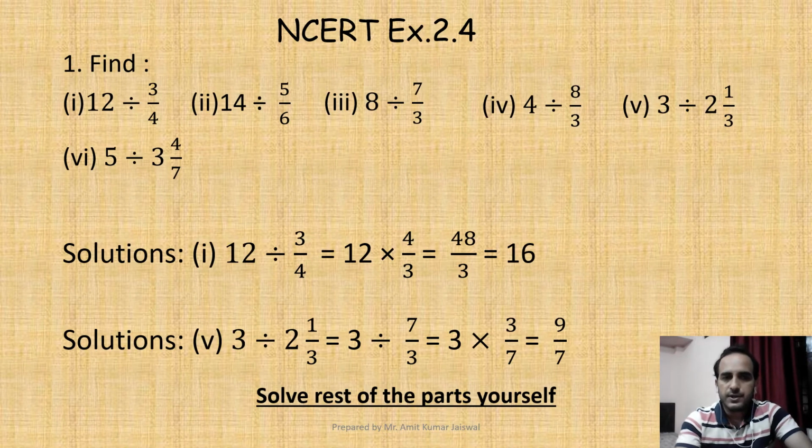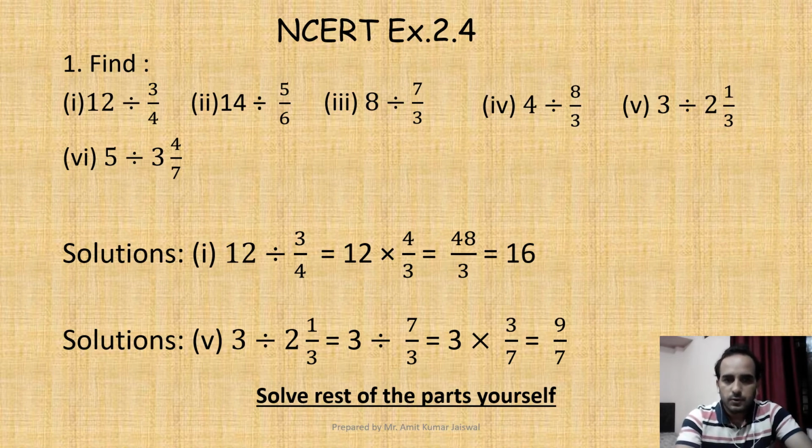Here we have the first question of this exercise 2.4, and in the very first question, first part, you can see 12 is the whole number and that is being divided by 3 upon 4. So the concept we are going to use here is the reciprocal of the divisor, that is 3 upon 4, and the conversion of the sign of division into multiplication. So 12 into 4 upon 3, and further we multiply 12 4 times 48 upon 3, and you divide 48 by 3, it becomes 16.